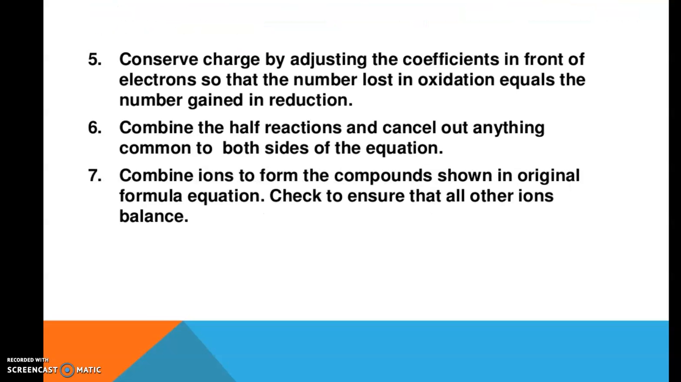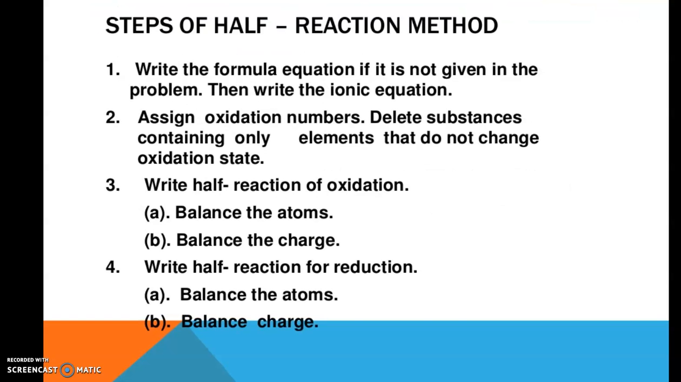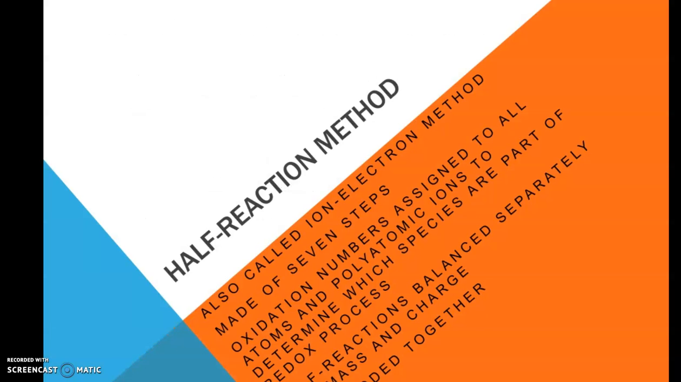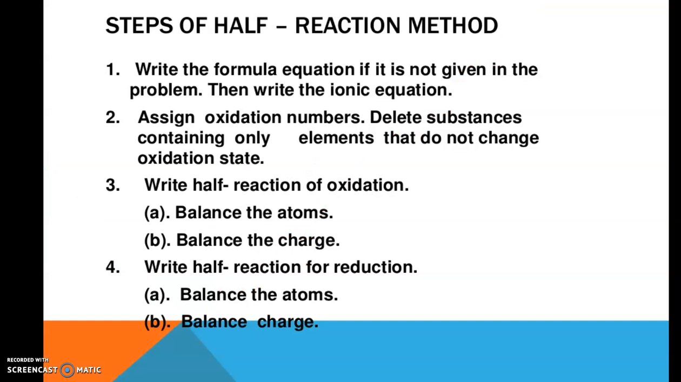So we'll see the steps. There are mainly two types. We are seeing the half reaction method and the oxidation number method. The half reaction method is also known as the ion electron method. It has 7 steps. We'll see that. The first step is to write the formula equation if it is not given in the problem. Then write the ionic equation.